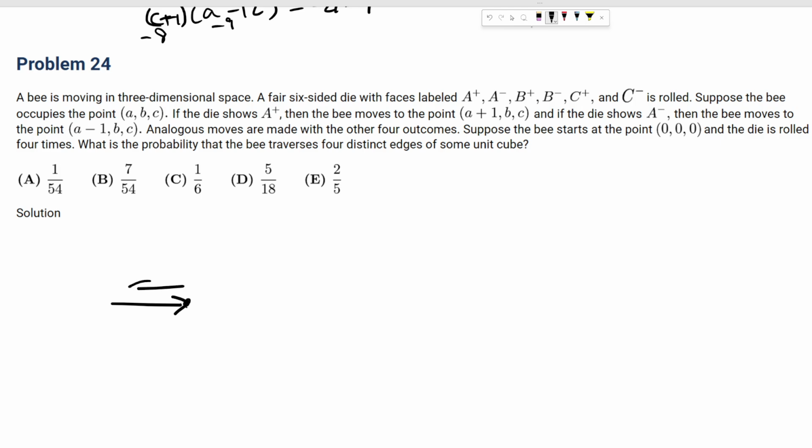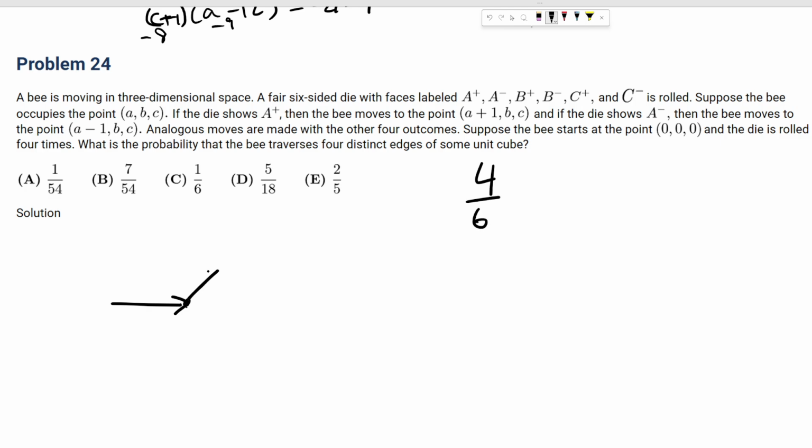Now, if we go back, then we're dead, because we have to travel 4 distinct edges of a unit cube. If we go this way, then we're also dead, because now we can't make a unit cube. So that means that we have to go in some perpendicular direction to this. And there's 4 of those. So that means we have a 4/6 chance of not being dead after the first 2 moves.